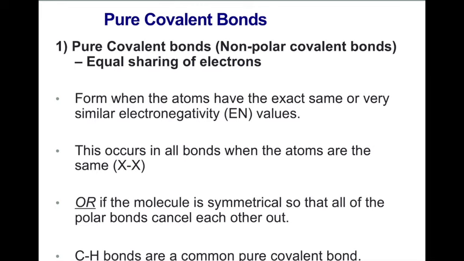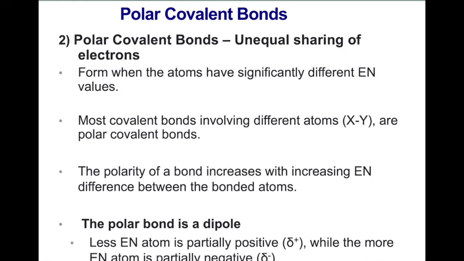And because carbon-hydrogen bonds are so common in all of organic chemistry, it is worth saying that carbon and hydrogen have very similar electronegativities. And as a result, those CH bonds are considered pure covalent bonds where they have equal sharing of electrons.